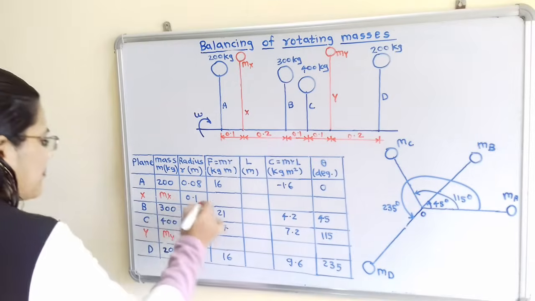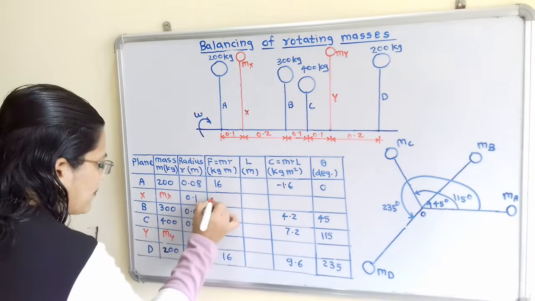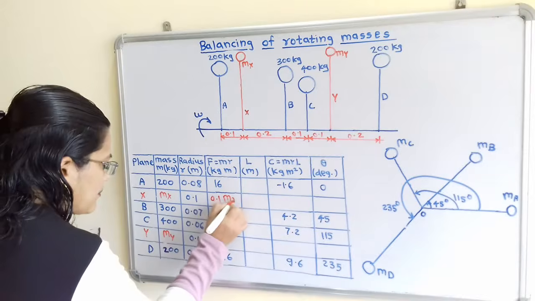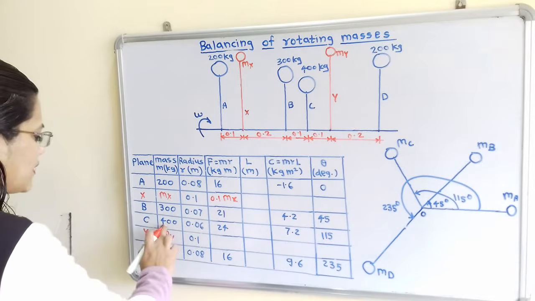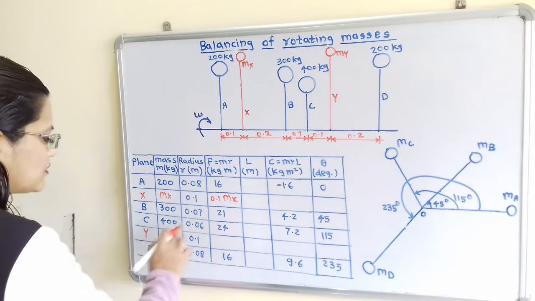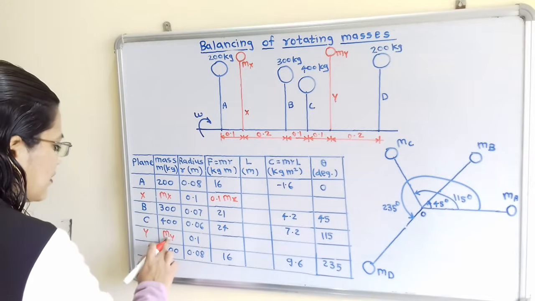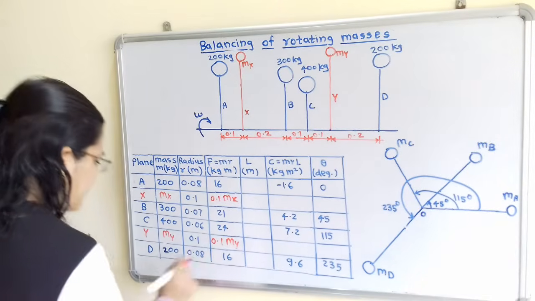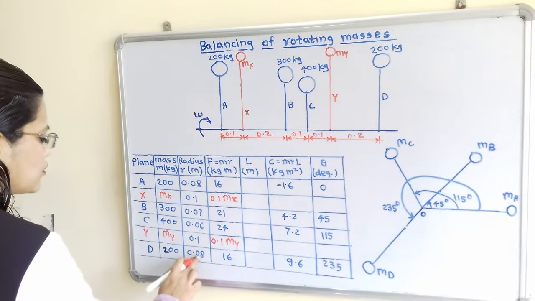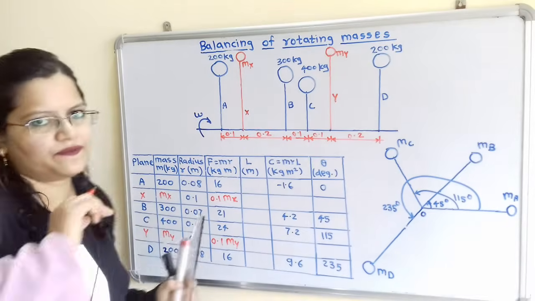Then here 0.1 into mx, that is 0.1 mx. Then next is 300 into 0.07, that is 21. 400 into 0.06, 24. Then here my into 0.1, that is 0.1 my. And here 200 into 0.08, that is 16.